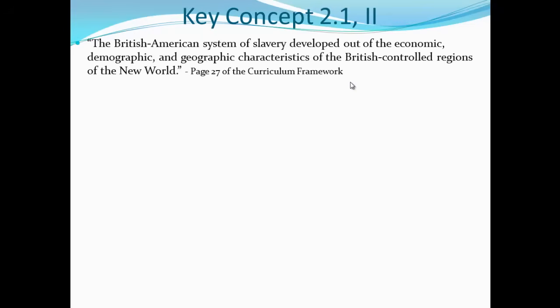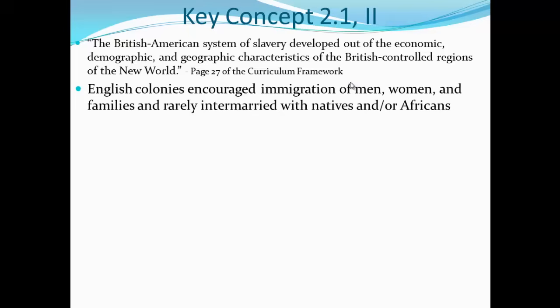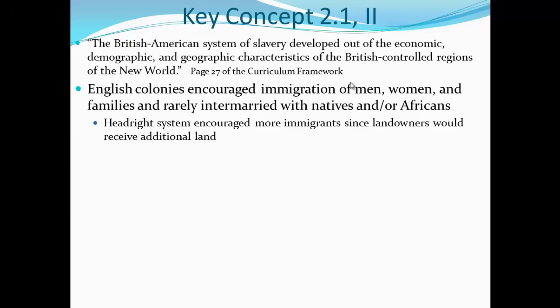All right, Key Concept 2.1, Roman numeral 2. The British American system of slavery developed out of the economic, demographic, and geographic characteristics of the British-controlled regions of the New World. English colonies encouraged immigration of men, women, and families, and rarely intermarried with natives and or Africans. This is what separates the British from the French and Spanish. There's very little intermarrying. The headright system encouraged more immigrants since landowners would receive additional land, and natives were often seen as savages by the English, and this helped lead to a racial hierarchy that developed in English colonies.